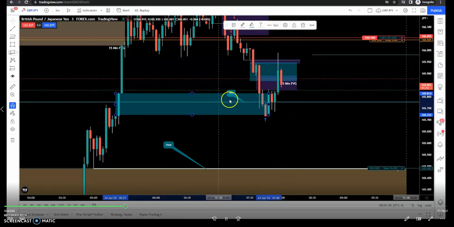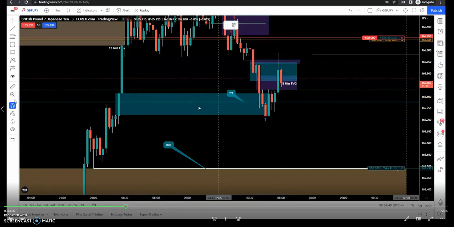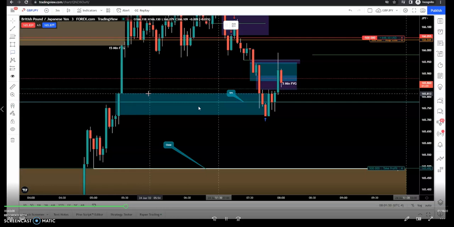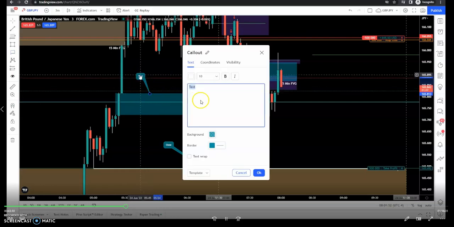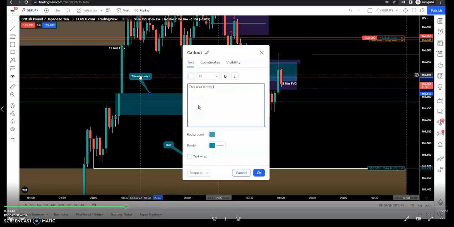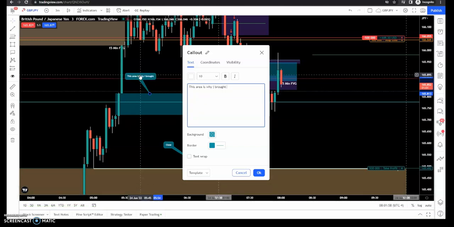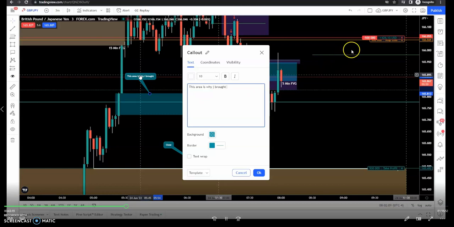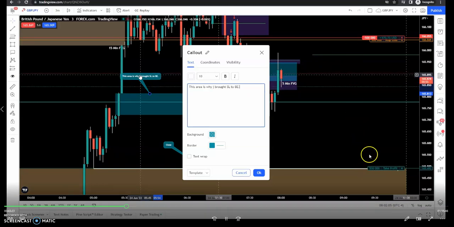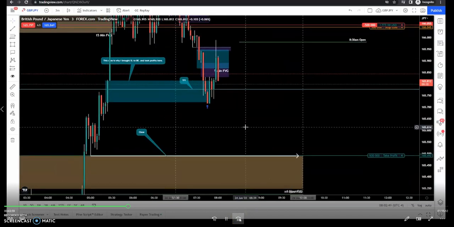So I didn't want to not take any profit, and what I did was I wrote a message just to say that this area is why I took the stop loss down, and I took some profit, and I brought the take profit as well up, because I didn't think it would fall as far as I thought it would fall.